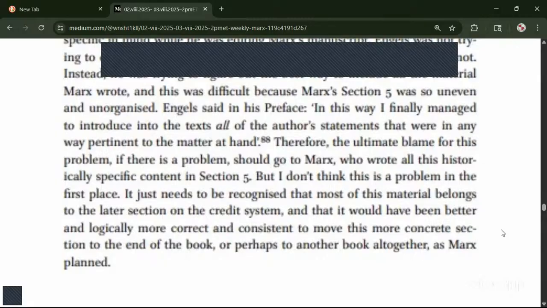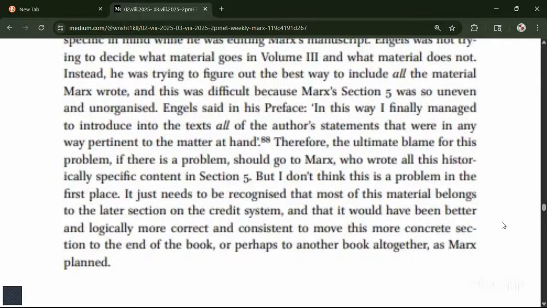Therefore, the ultimate blame for this problem, if there is a problem, should go to Marx, who wrote all this historically specific content in Section 5. But Moseley doesn't think that this is a problem in the first place. It just needs to be recognized that most of this material belongs to the later section on the credit system, and that it would be better and logically more correct and consistent to move this more concrete section to the end of the book, or perhaps to another book altogether, as Marx planned.